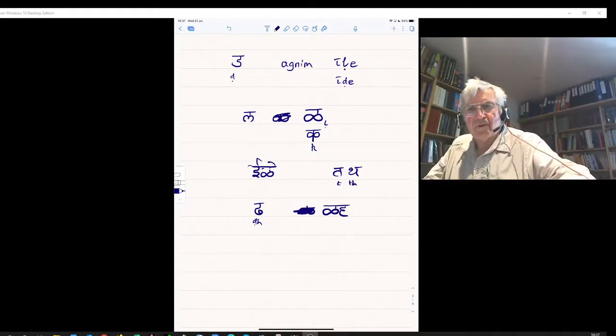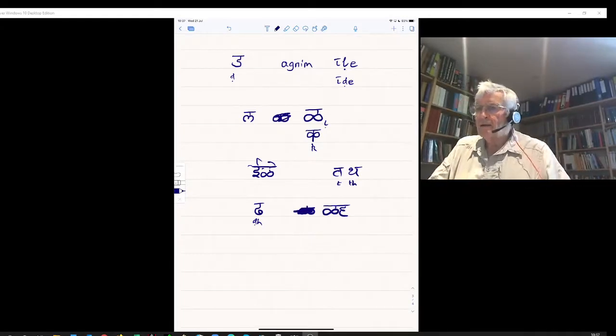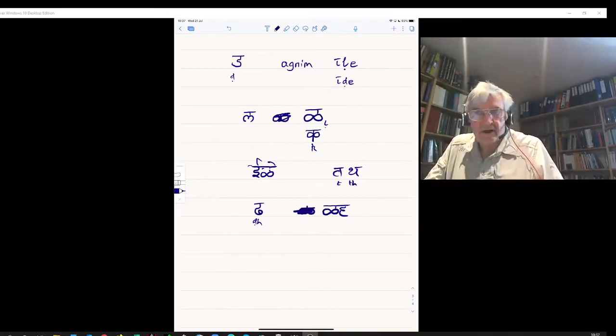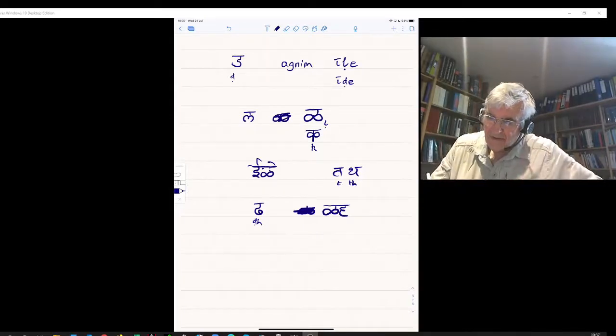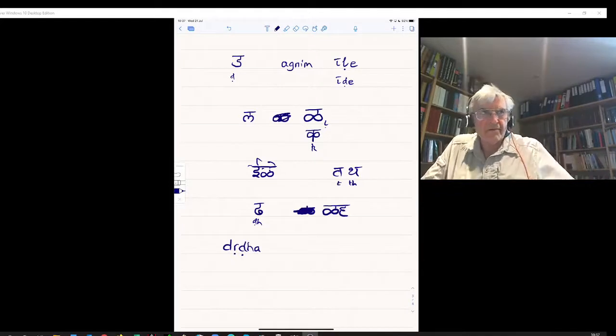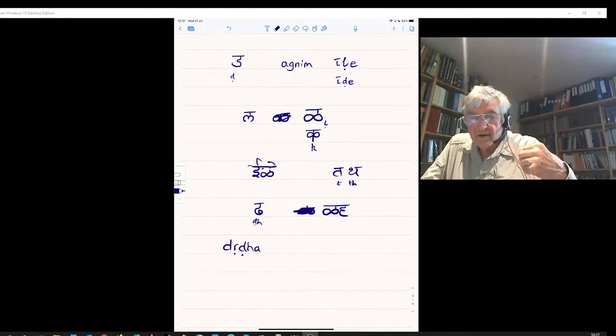For those of you who will be studying Pali, using the Devanagari script, you will see that letter. There is, for example, the Sanskrit dridha, meaning firm, standing firm against adversity, firm in your practice, dridha.